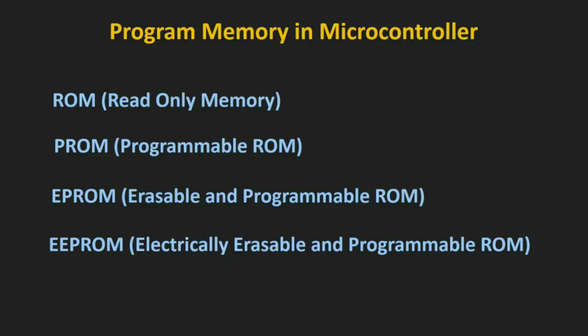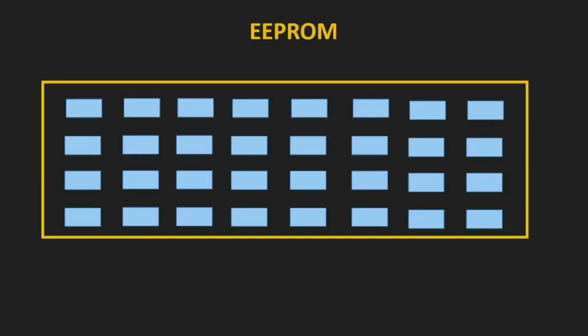Then after that, the fourth kind of memory came into the market, which is known as EEPROM, that is electrically erasable and programmable read-only memory. Unlike EPROM, we can erase the content of this EEPROM using electrical voltage. In this EEPROM, it is possible to read, write or erase one particular byte or one particular word of data at a time. So after this EEPROM, then came the flash memory. This flash memory is a subset of EEPROM, that is, one type of EEPROM.